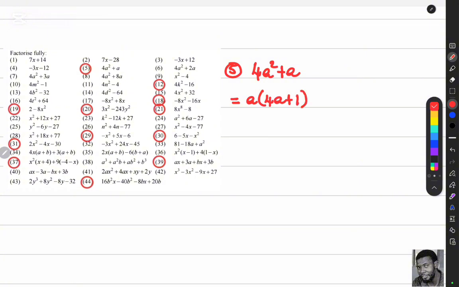Remember, the highest common factor that you take out, you divide each term by that highest common factor. If I say 4a squared divided by a, that will be 4a. But if I say a divided by a, that will be 1. The answer would be 1, as you can see there. Okay, that's number 5. Let's move on to number 12.